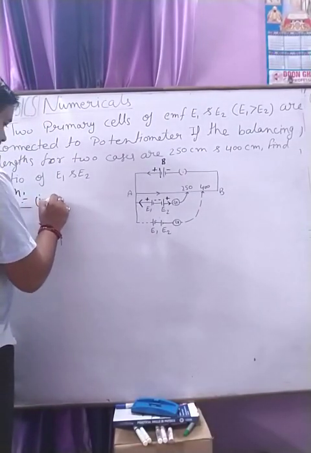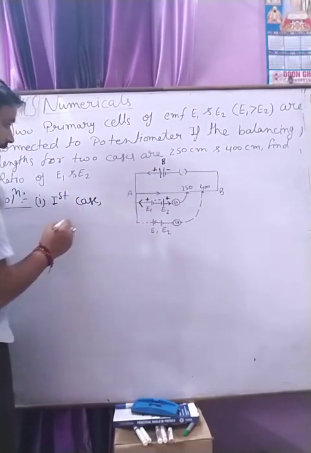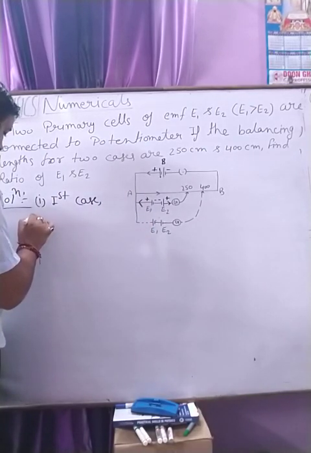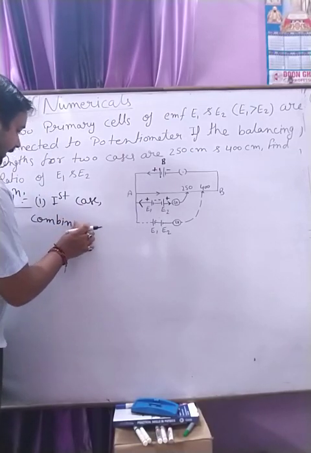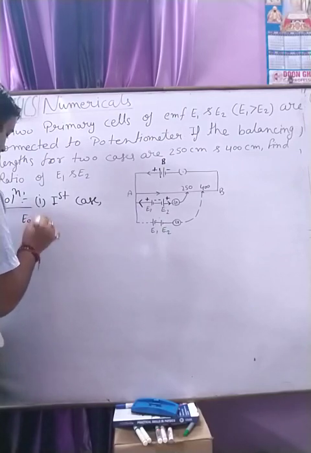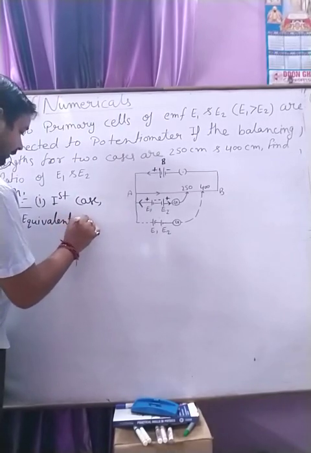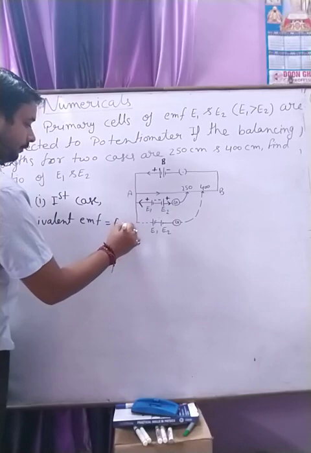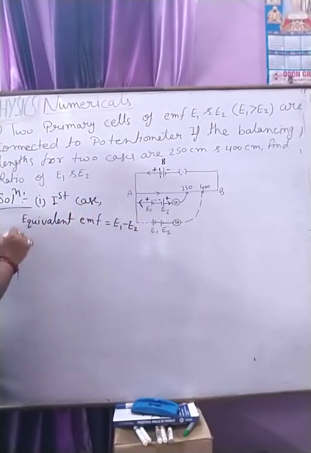In this case, the combination, first case, combination of EMF, we write the equivalent EMF. The equivalent EMF is E1 minus E2, because E1 is greater than E2.